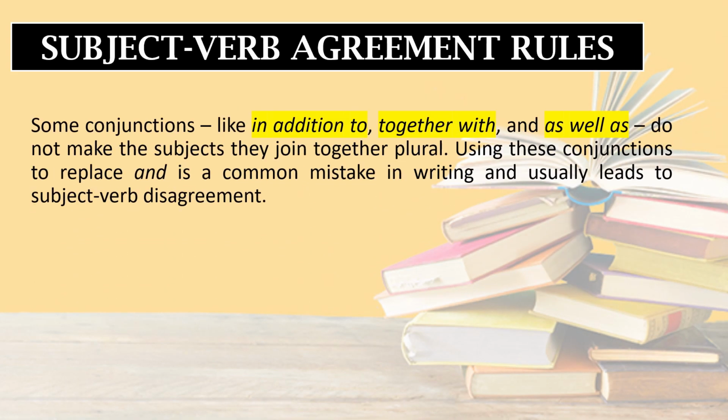Now, there are some conjunctions like in addition to, together with, and as well as that do not make the subjects they join together plural. So do not confuse these conjunctions with and. It is a common mistake in writing and usually leads to subject-verb disagreement. So take note of these conjunctions: in addition to, together with, and as well as. They do not make the subjects plural. Do not confuse these conjunctions with the conjunction and.